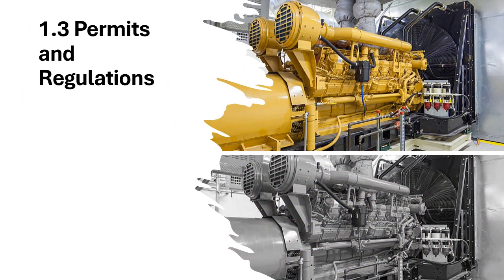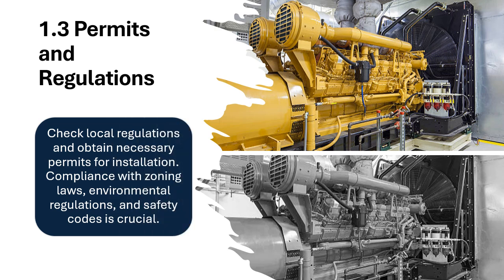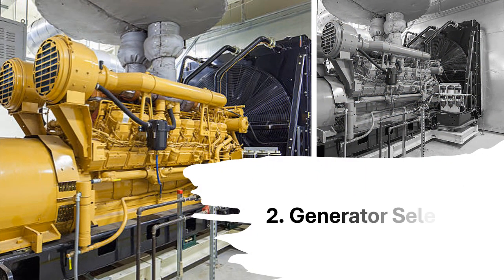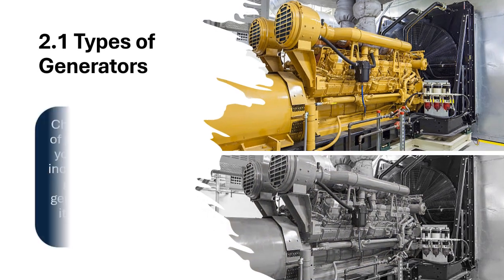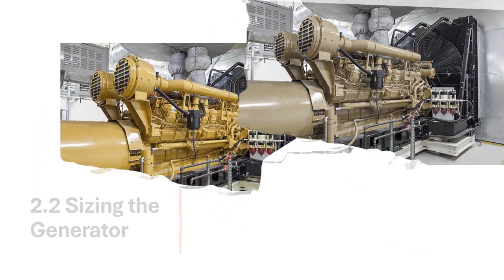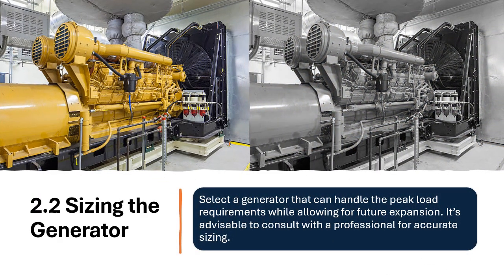1.3 Permits and regulations. Check local regulations and obtain necessary permits for installation. Compliance with zoning laws, environmental regulations, and safety codes is crucial. 2. Generator selection. 2.1 Types of generators. Choose the right type of generator based on your needs. Options include diesel, natural gas, and propane generators, each with its advantages and disadvantages. 2.2 Sizing the generator. Select a generator that can handle the peak load requirements while allowing for future expansion. It's advisable to consult with a professional for accurate sizing.